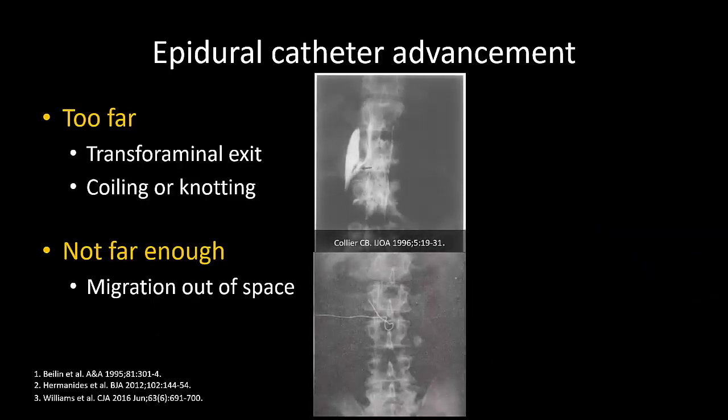How far should we advance an epidural catheter? If we advance a catheter too far, it can coil, or worse, exit an intervertebral foramen to lie outside the epidural space. If not advanced far enough, it is likely to fall out of the space with postoperative patient movement.